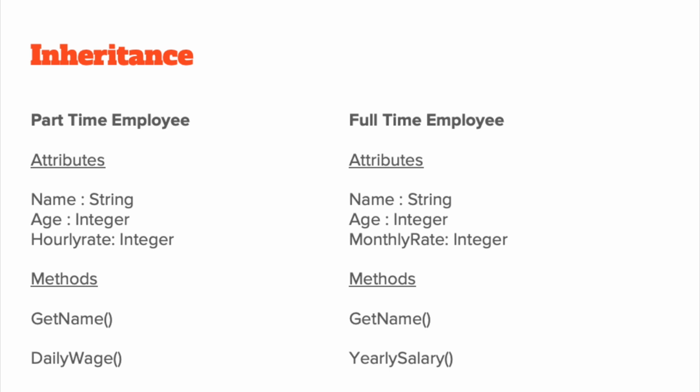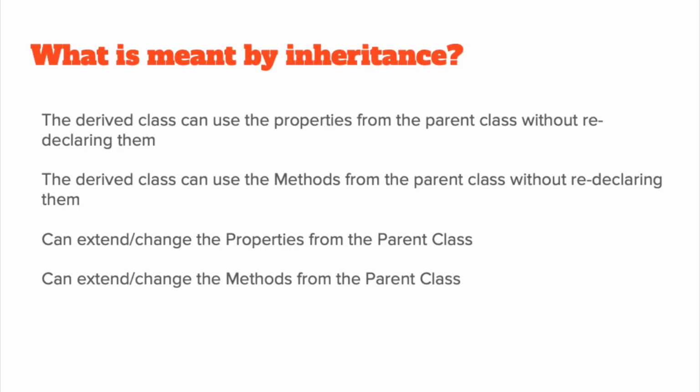Now we can code these as 2 separate classes, which is fine, but you can quite clearly see both of these are employees. They share similarities. There is duplication here. So what do we do in this particular case, where there are some similarities, but there are some differences as well? That's where inheritance comes into play. So what is meant by inheritance? Well, the derived class can use the properties from the parent class without redeclaring them. The derived class can use methods from the parent class without redeclaring them as well.